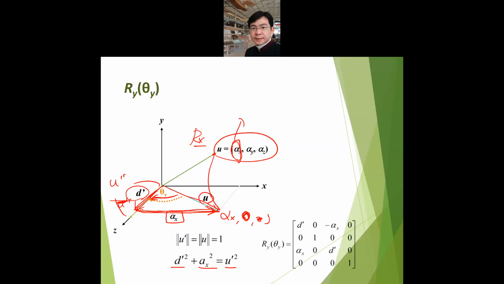Once again, we don't really have to explicitly estimate the cosine and sine because this is a univector, and its length is equal to 1. So if we want the cosine, we can simply take d plane divided by 1, and the sine is simply alpha x divided by 1. As long as we get the d plane, we can get the cosine, and the sine is relatively simple because we directly get alpha x.